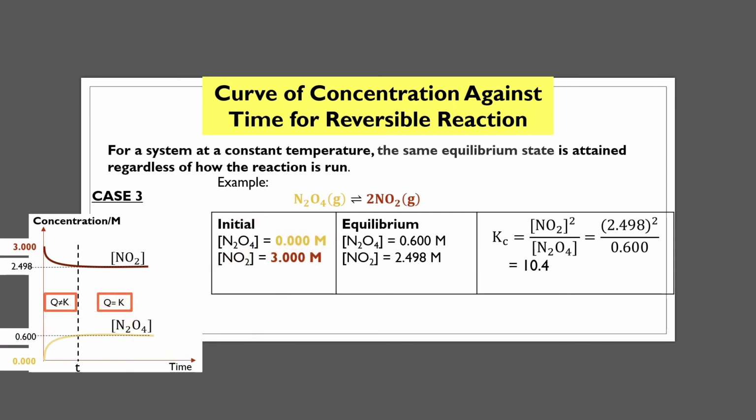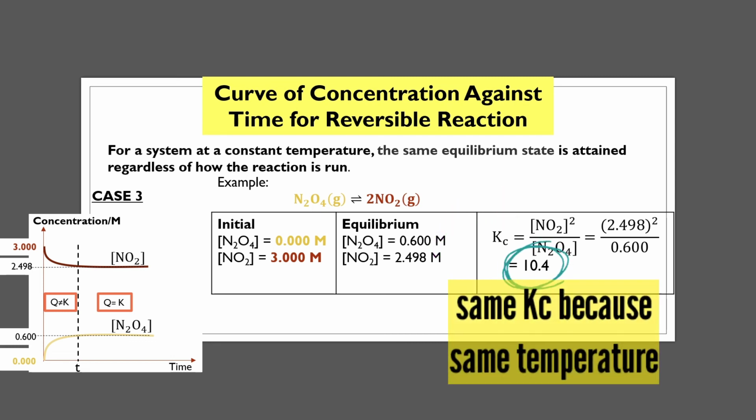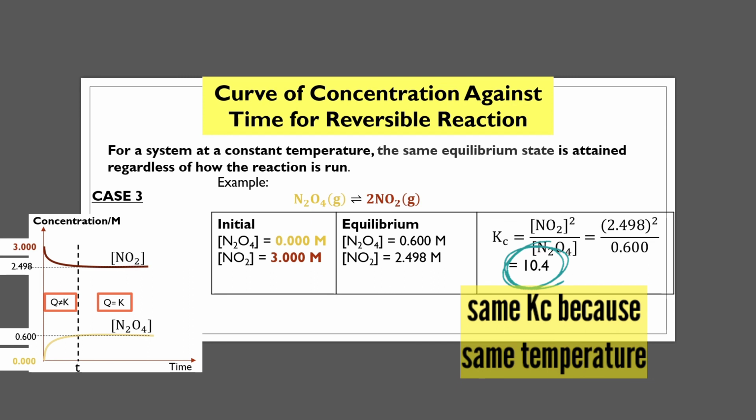So to calculate the Kc, we just substitute the concentrations of the N2O4, the reactant, and the product NO2 at equilibrium into the Kc expression. Again, the same value of Kc will be obtained. Why? Because again, for this reaction, the temperature is kept the same as the previous one.